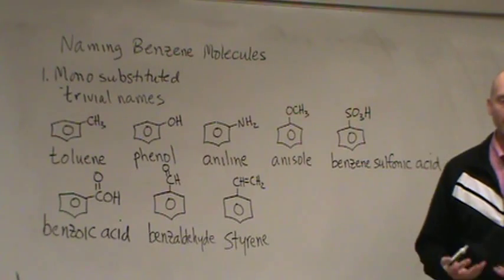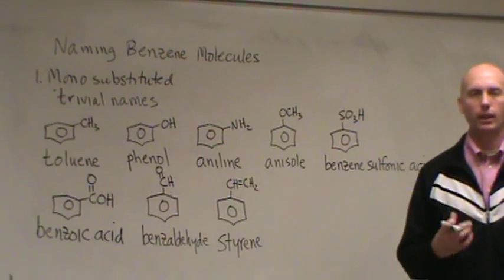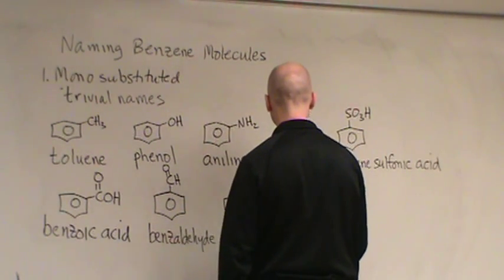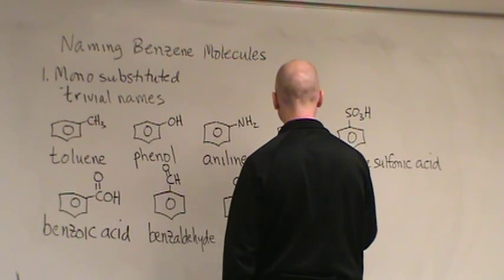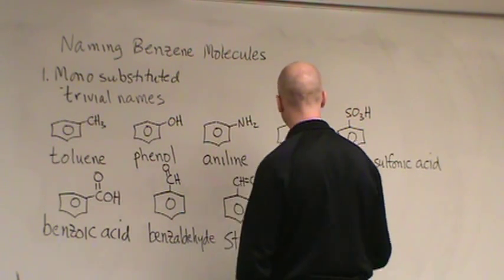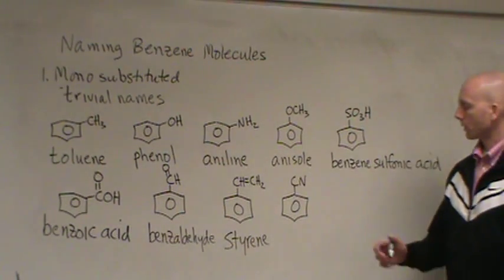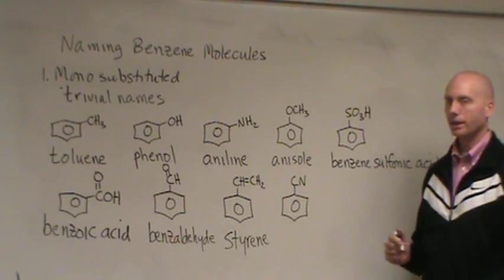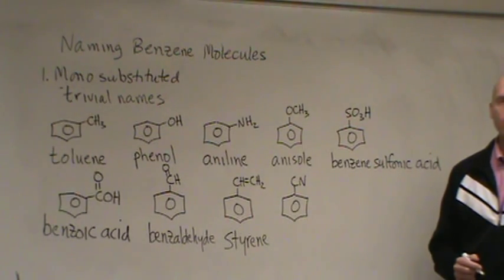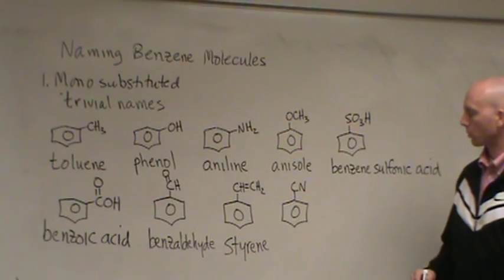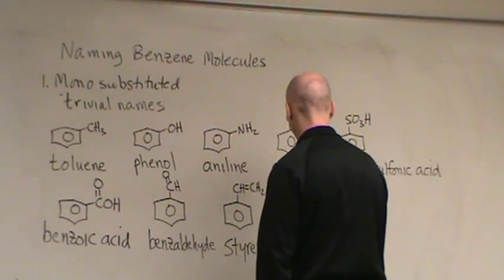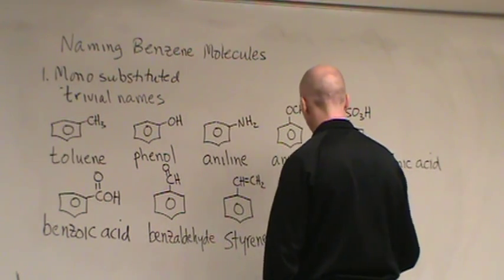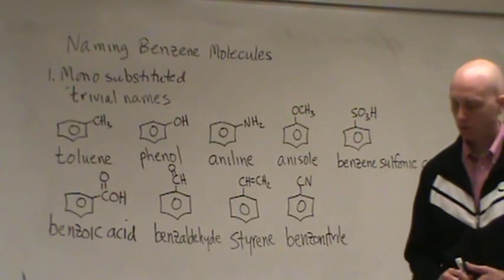This is the precursor to making polystyrene, which is found in styrofoam cups and things like that. On this one, we could have a CN group, okay? This is abbreviated, but there is really a triple bond between the carbon and nitrogen. This is called a cyano group on benzene, but this gives us the molecule benzonitrile.